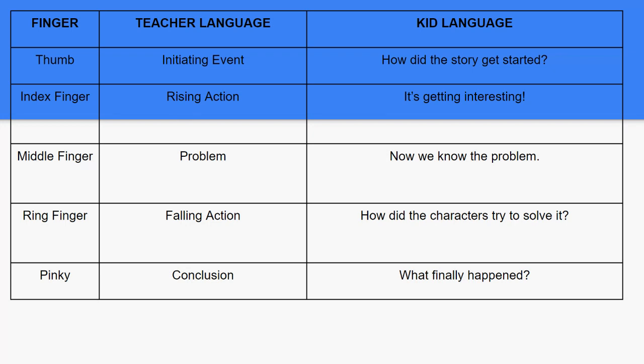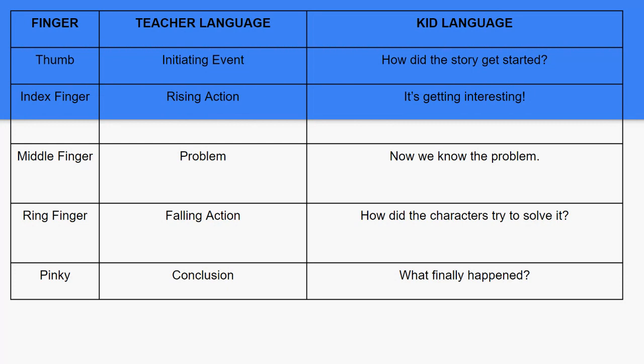All right, so I'm going to go through this chart. How we do a story map is we use our fingers, actually. So you can put one hand up, right? And you're going to first put up your thumb. Okay, the thumb is the initiating event. How did the story get started? Then you put up your next finger, your index finger, and that is the rising action. That's where something's happening that's making you curious. It's getting interesting. Then you put up your middle finger, and that is the problem.